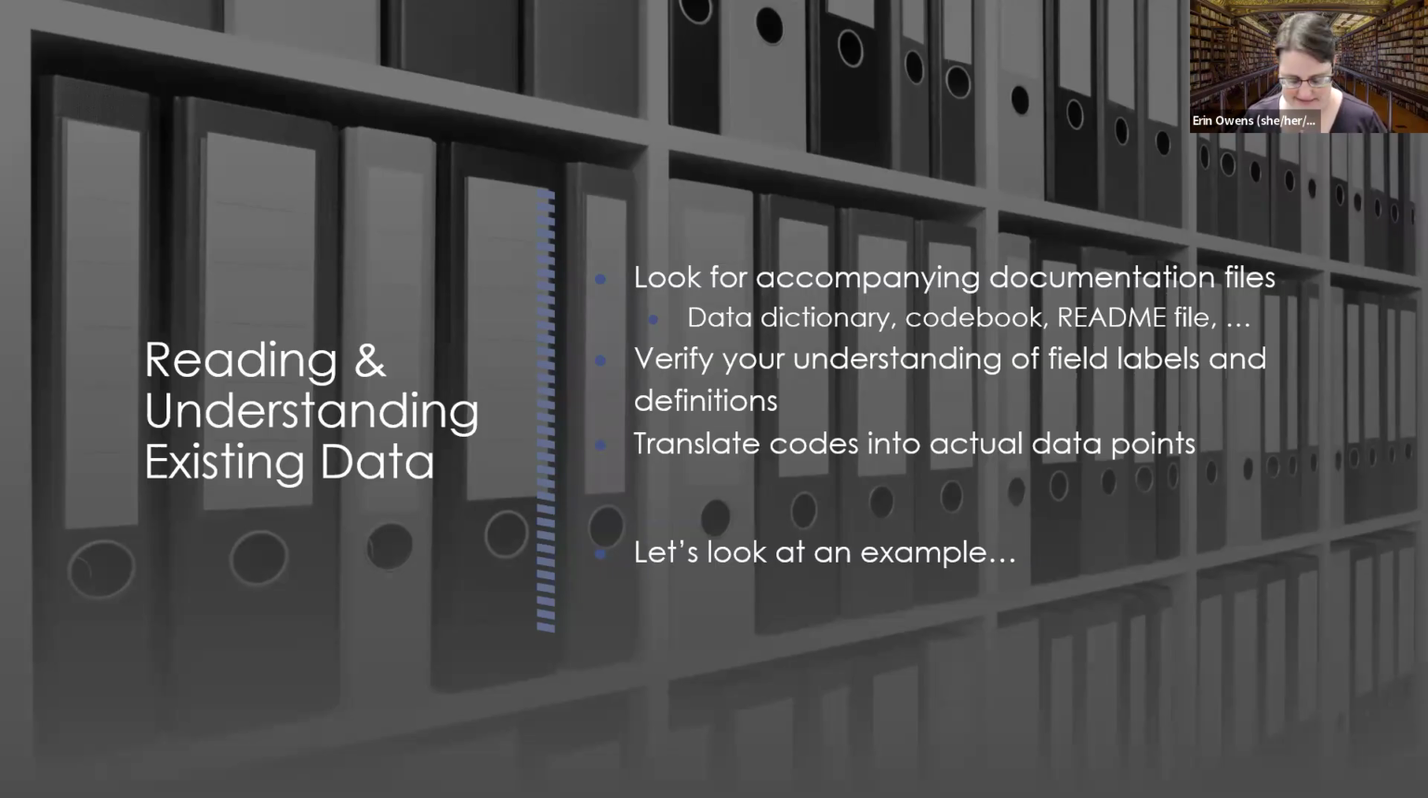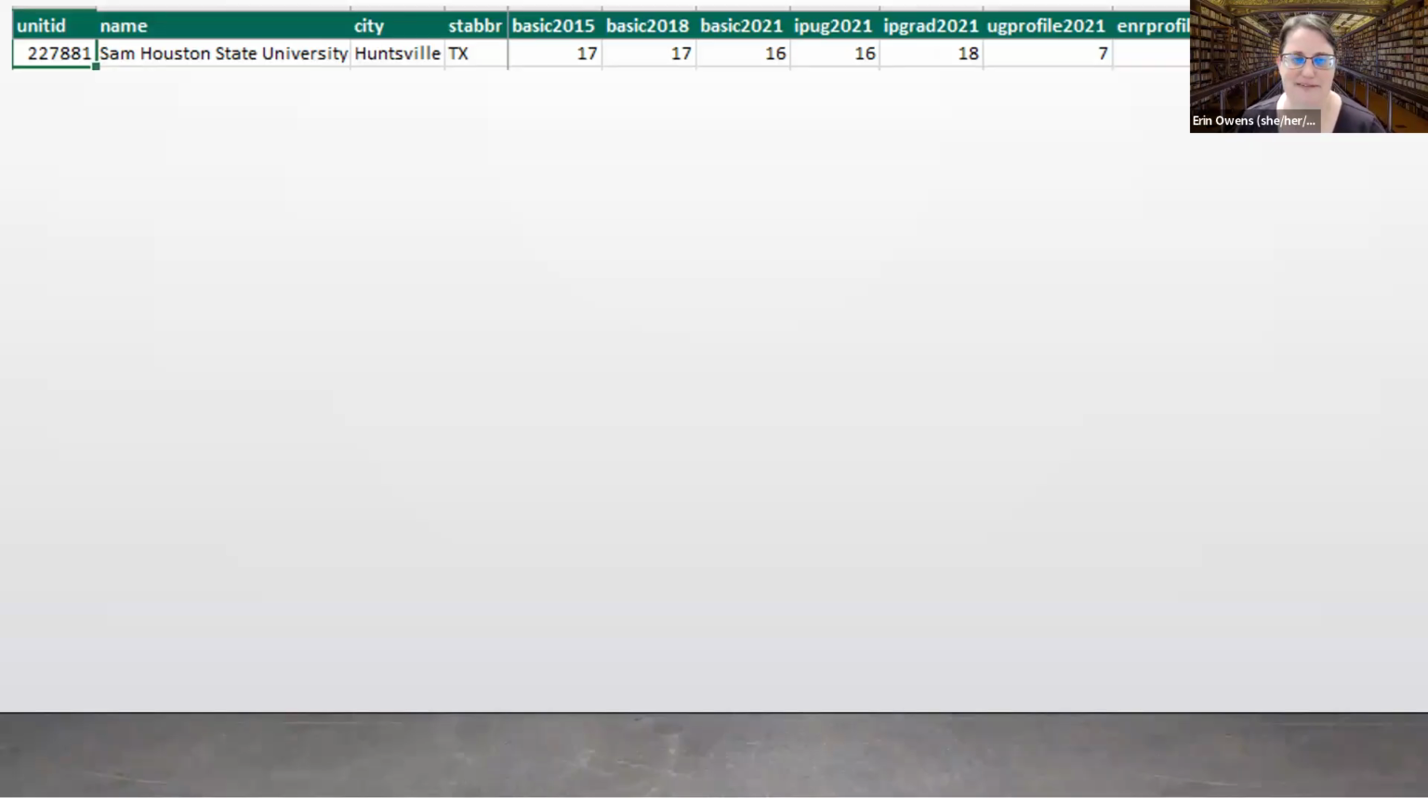So we'll take a look at a couple of examples here. I'm still going to be working with the Carnegie classification data since it is freely available. This is one row out of the Carnegie classification spreadsheet. This is the row for Sam Houston State University. I can see each column heading. This is each variable they collected. So I can see there's a column here called Basic 2021. And Sam Houston is apparently a 16.